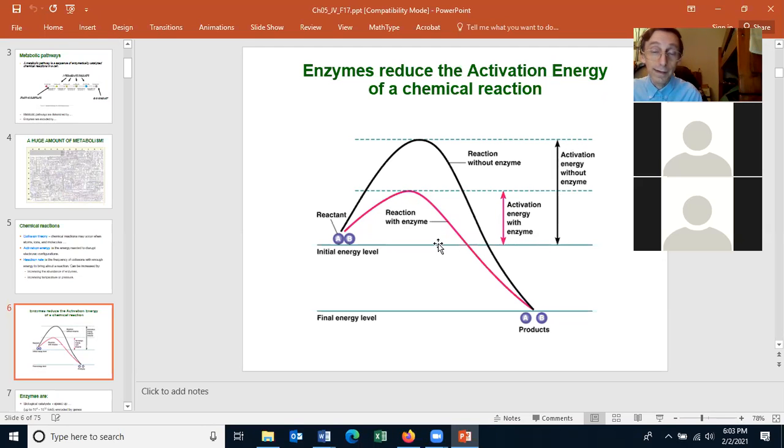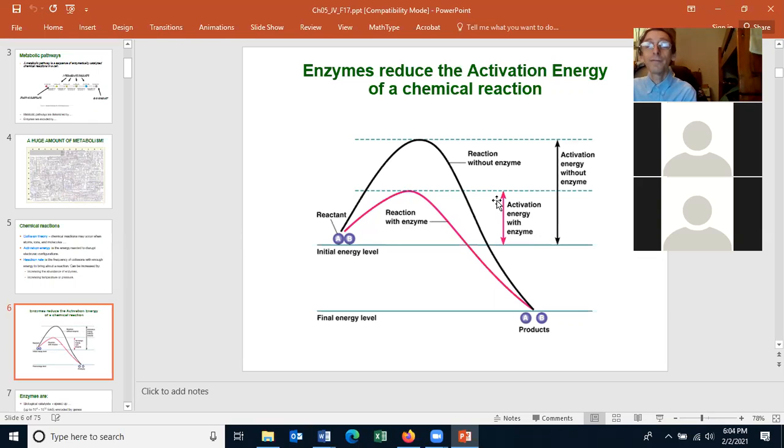And the reason is because inside your cells you have enzymes which allow this reaction to happen at a much lower temperature than a blowtorch. And the enzymes in your cells can convert glucose into CO2 and water. And what temperature are your cells? Come on. What temperature are your cells? 98.6. 98.6, thank you, or 37 degrees Celsius.